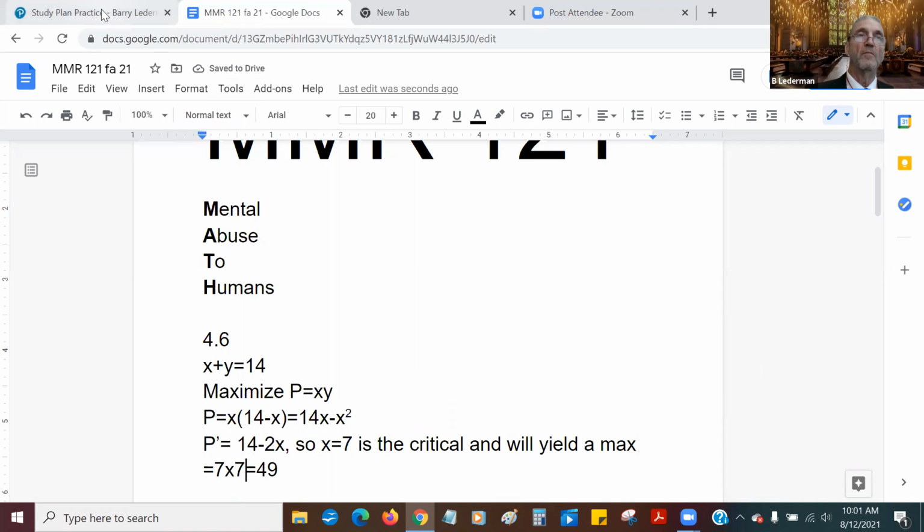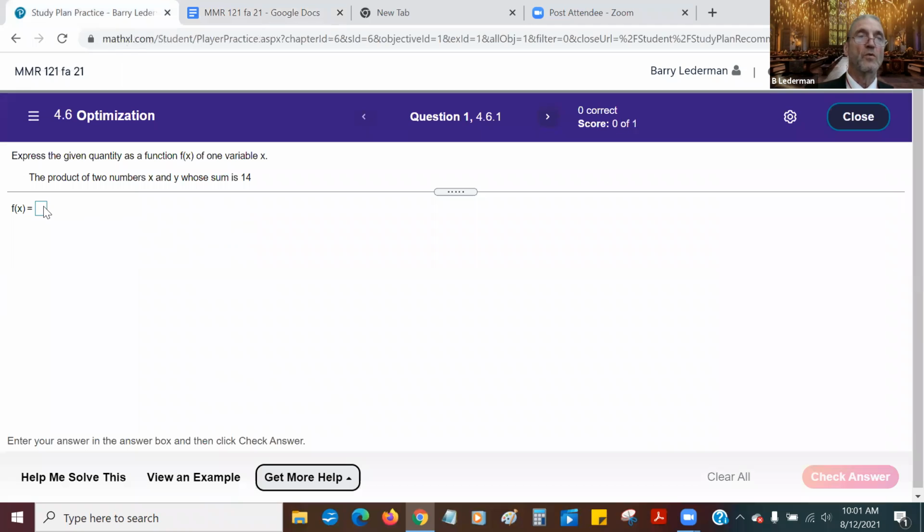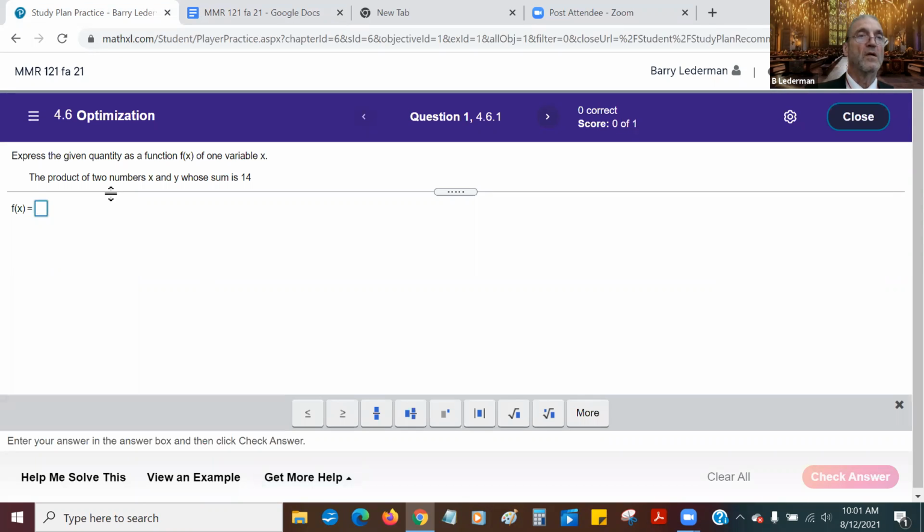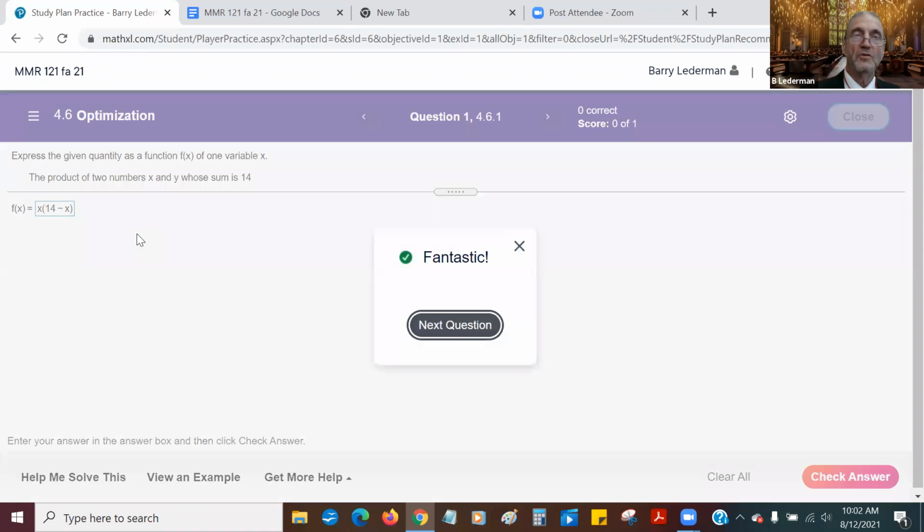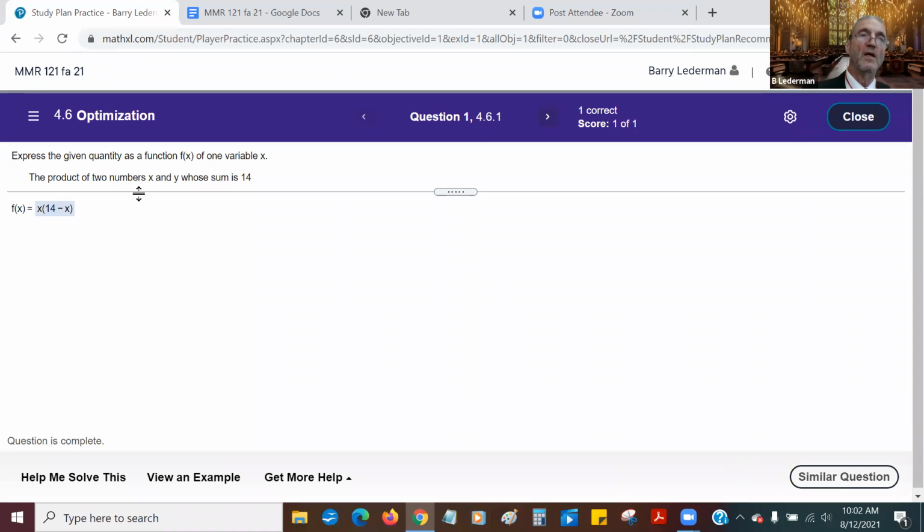So now let's look here. Express the given quantity as a function of x. The product of two numbers x and y. Oh boy, I didn't even say. So it's x times 14 minus x. That's all they wanted. Oh, so I did a lot more than they were asking for. But that is the kind of thing you're going to want, to find the maximum.